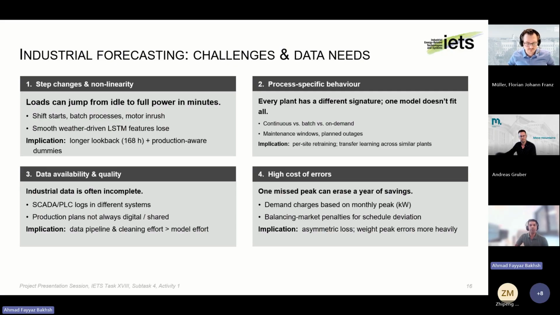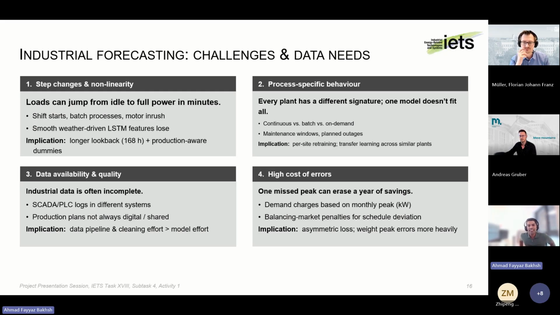Because when there is an error in the residual load, that one is not as costly as when it comes to industry.